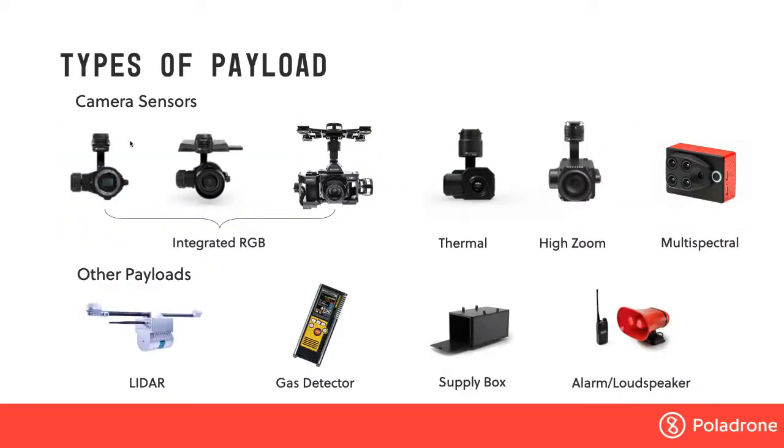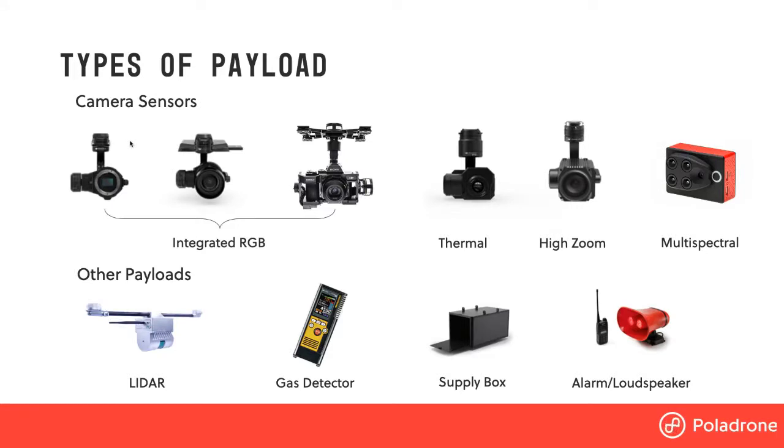The next topic we're going to talk about is the payload. There are many types of payloads in the market. The common one we call the integrated RGB, red, green, blue payload. This payload is similar to our phone cameras, just with a different resolution and pixels. Then there are thermal, high zoom and multispectral cameras for different types of industry usage. The camera related to today's topic is the multispectral camera.